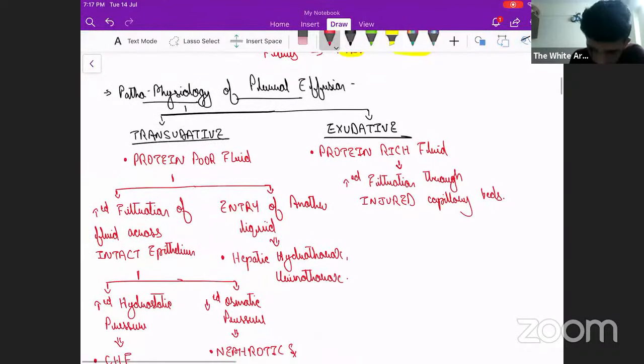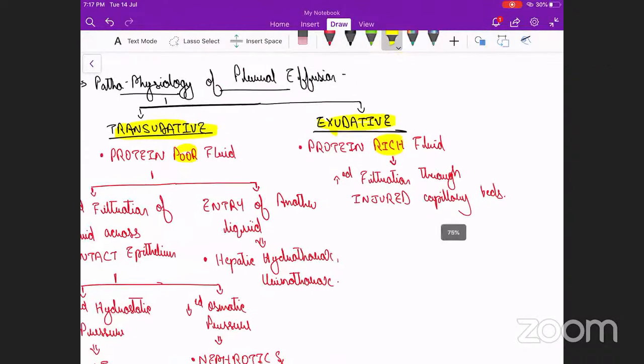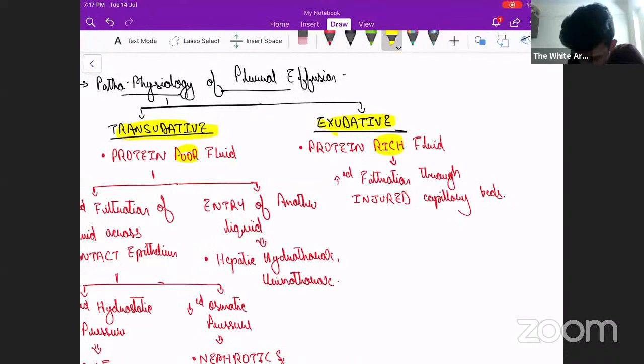So it can be, again, as we discussed in the edema chapter, transudative or exudative. Transudative is what? Protein poor fluid. Exudative is protein rich fluid. How is exudative fluid formed? It is formed by increased filtration through injured capillary beds. So the normal capillary beds which we saw couldn't filter out the proteins. That's why the normal pleural fluid contains very little protein. If these capillary beds are injured, then the proteins can seep through. No? So that's why exudative pleural effusion is characteristically protein rich fluid. So pleural fluid protein will be high.